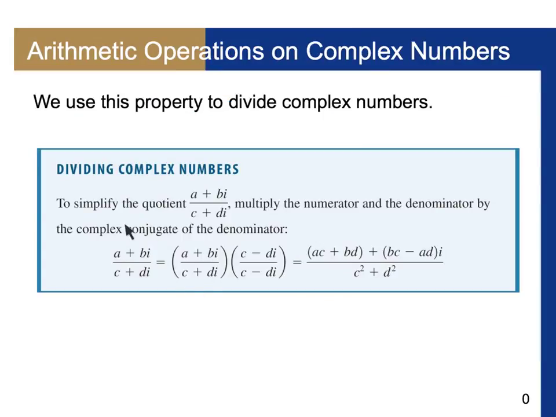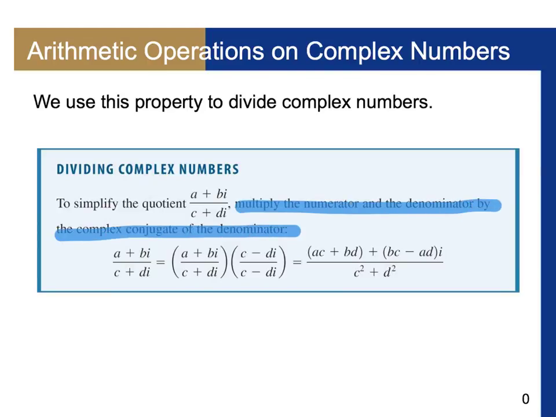Okay, so here's the formal definition. Let's say we're dividing two complex numbers, and in this case, we have c + di in the denominator. We multiply the numerator and the denominator by the complex conjugate of the denominator. That's worth noting there: multiply the numerator and the denominator by the complex conjugate of the denominator.